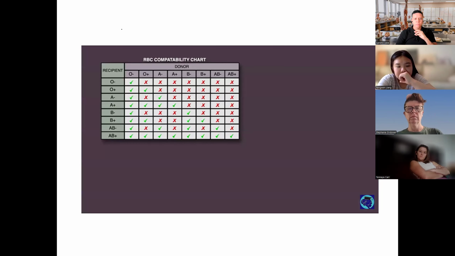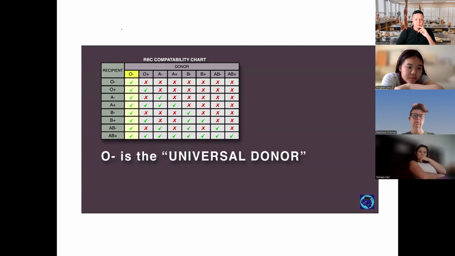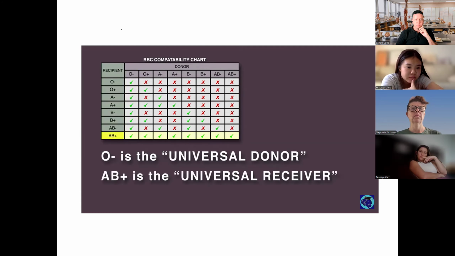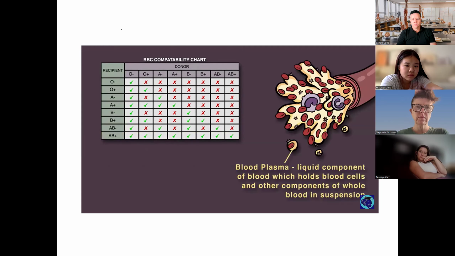Now let's apply what we've learned to fill out this red blood cell compatibility table. O-negative is the universal donor. Since there are no A, B, or D antigens, O-negative can donate blood to anyone without triggering an immune response from anti-A, anti-B, or anti-D antibodies. AB positive is the universal receiver, since there are no antibodies that will trigger an immune response to A, B, or D antigens. Blood plasma is the liquid component of blood which holds blood cells and other constituents of whole blood in suspension. This is where you find anti-A, anti-B, or anti-D antibodies.